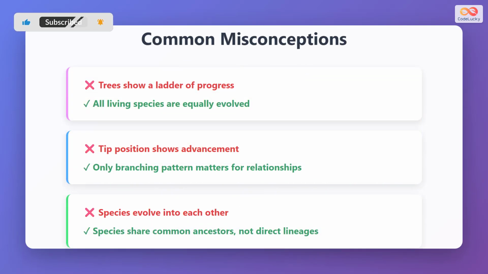Let's clear up some common mistakes. First, trees do not show a ladder of progress. All living species are equally evolved, just in different directions. Second, tip position doesn't show advancement. Only the branching pattern matters for determining relationships. Third, species don't evolve into each other. Instead, they share common ancestors rather than forming direct lineages.